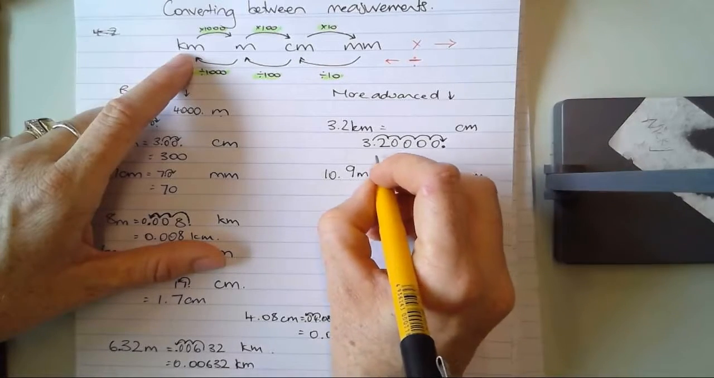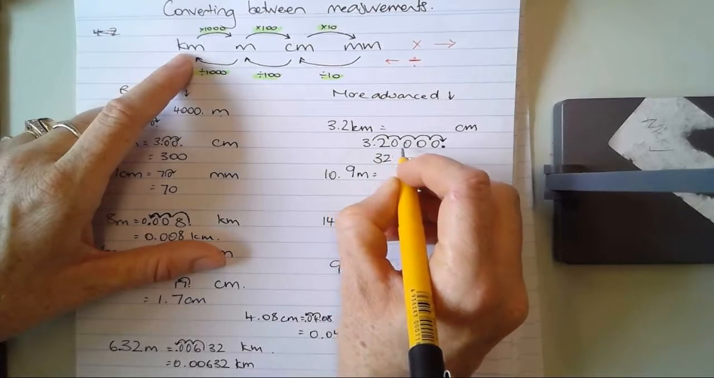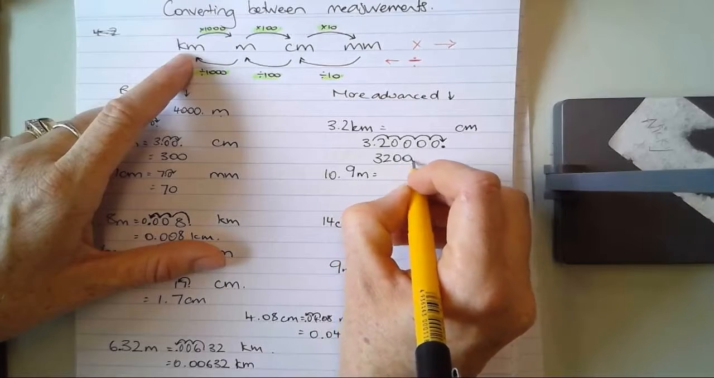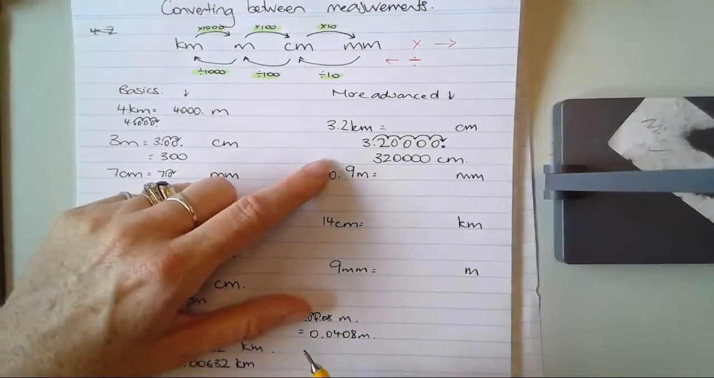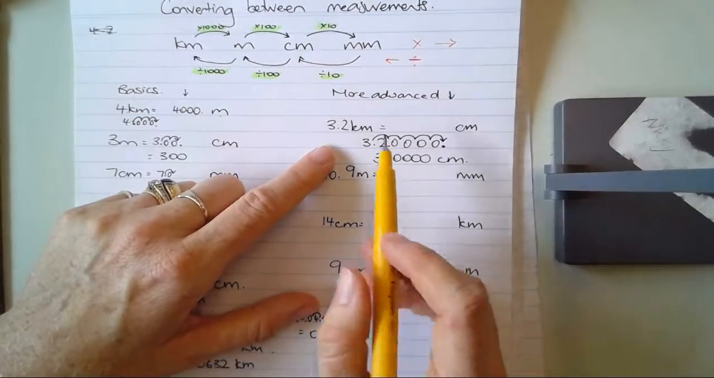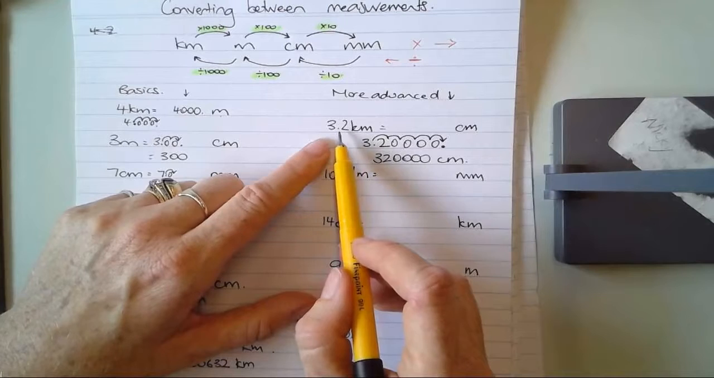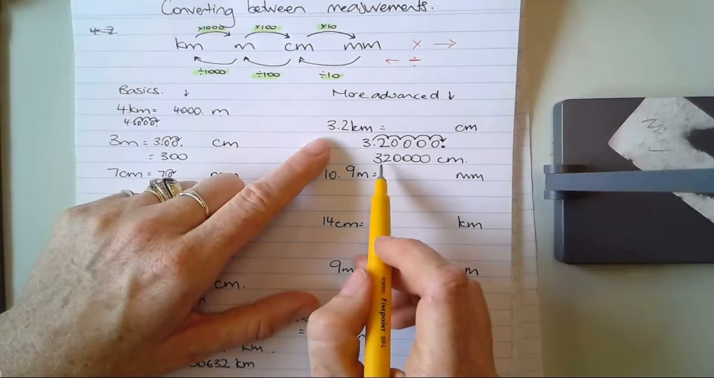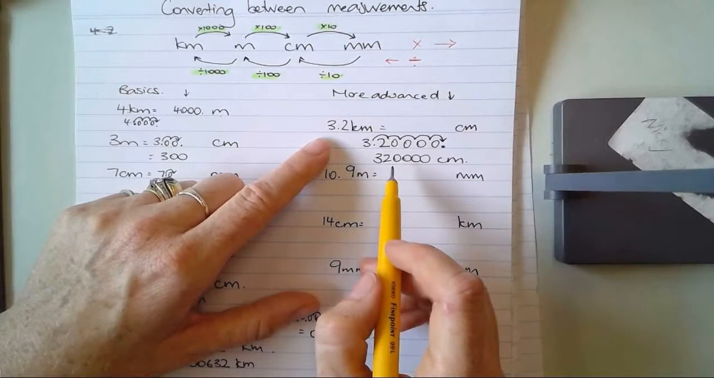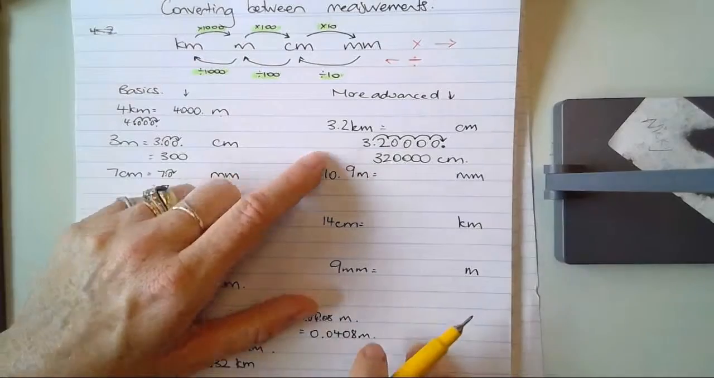We ignore our original decimal place when we write our answer. 2, 3, 4. 1, 2, 3, 4 centimeters. When you think about it like that, even though it seems like a massive number, if you've got 3.2 kilometers, or 3 kilometers plus 200 more meters, altogether it should be 320,000 centimeters, because it's a long distance to measure in centimeters.